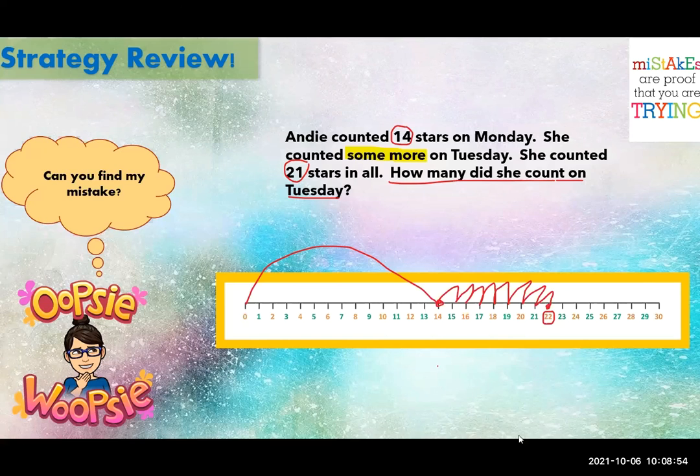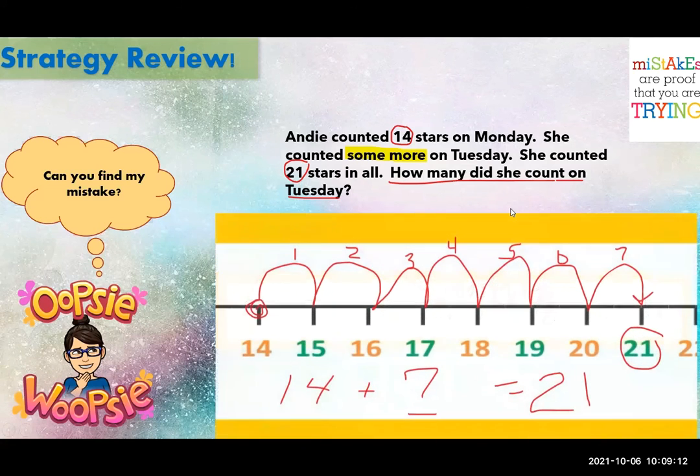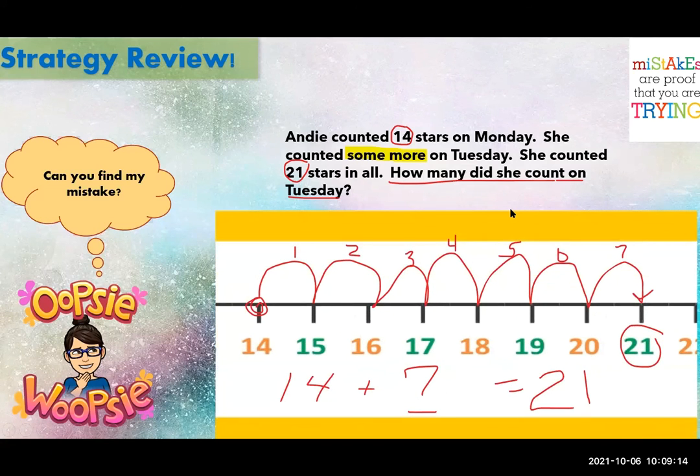We also learned that if we are looking for a missing addend, we can count up to the total, and the total is 21. I went too far. Oh, well, we can fix it. And there it is. I can start at 14, make my number line a lot shorter, and only jump the number that I need to land on 21 stars in all.